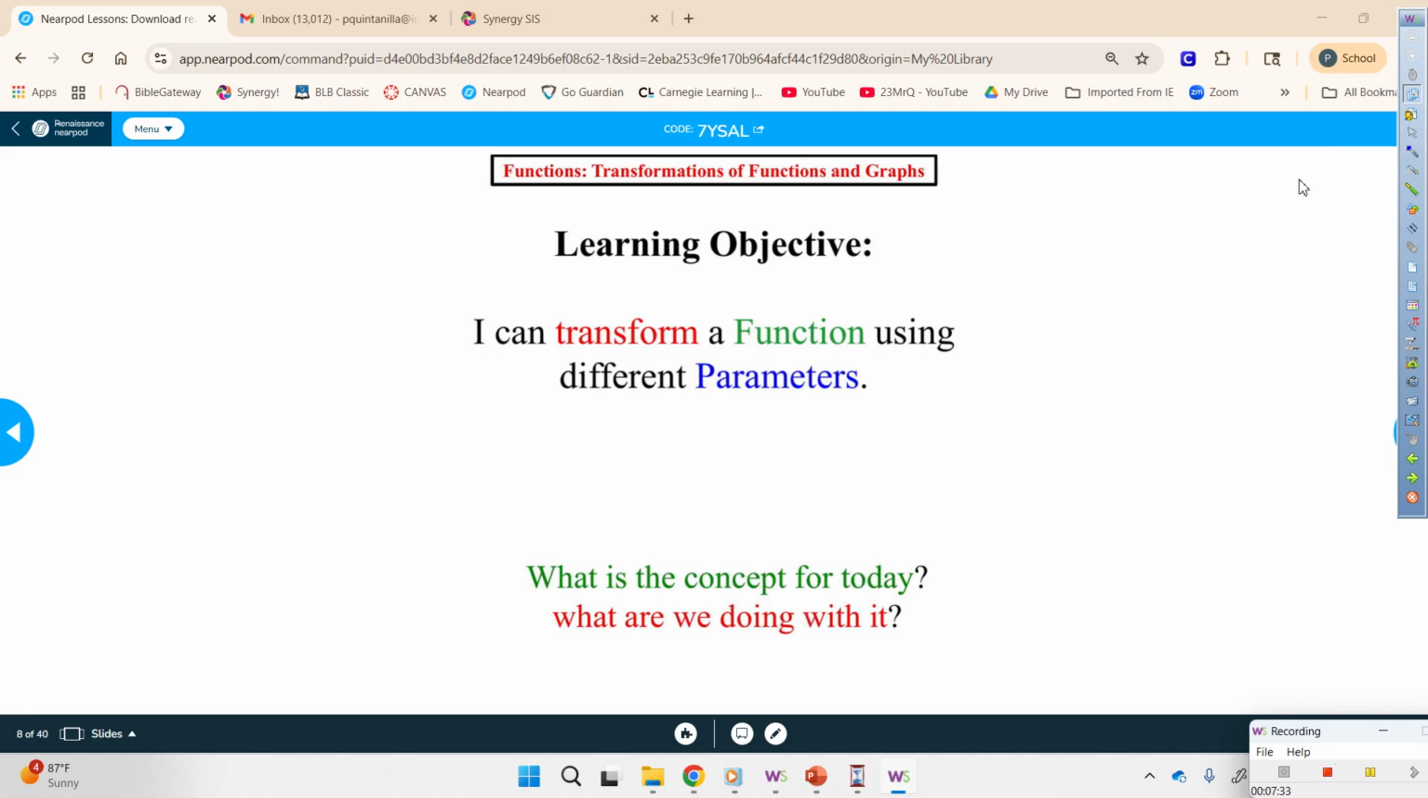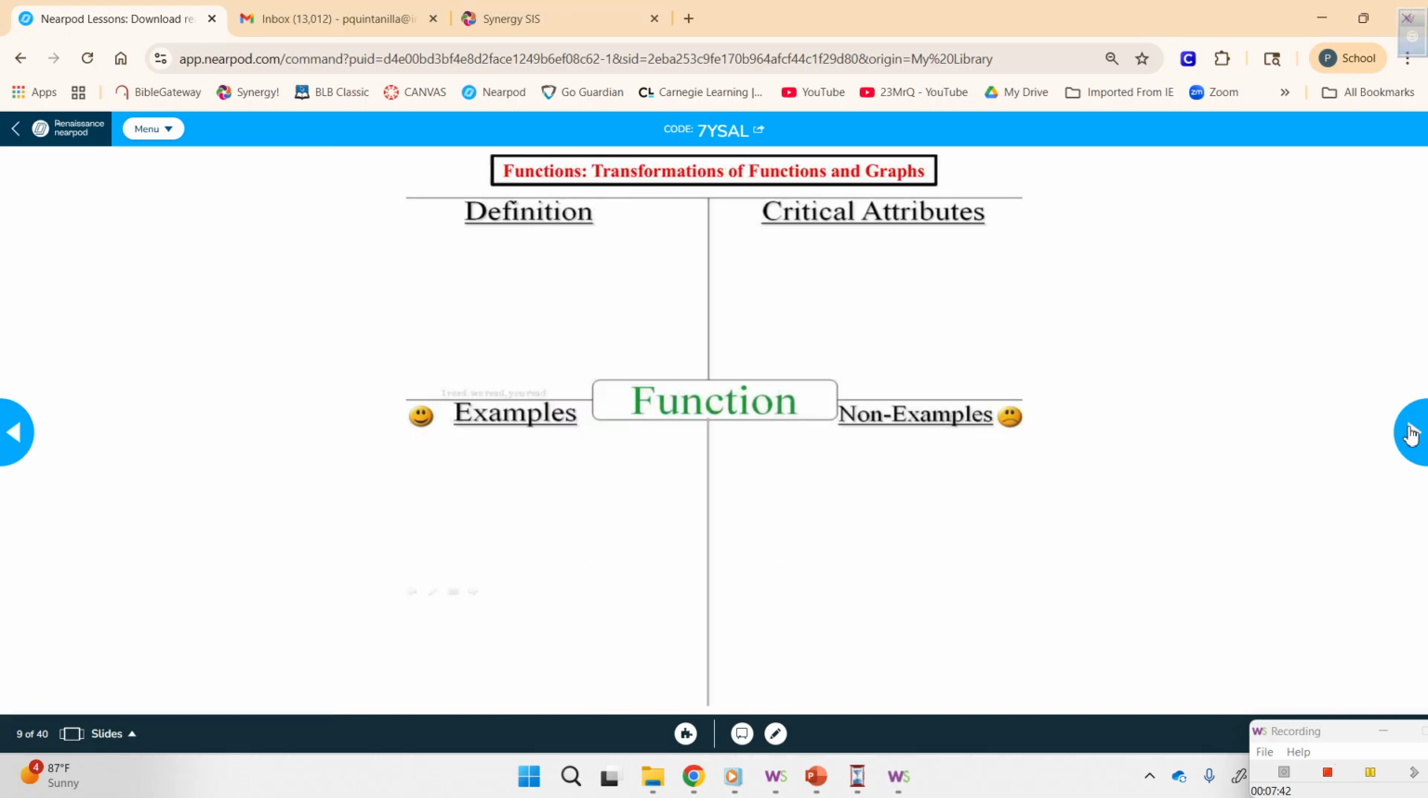Q. All right, good. So, our objective for today: I can transform a function using different parameters. So, like I said, by now we already know what functions are. Is that correct? Yes, Mr. Q. All right, so if I was to ask you to give me a non-example, you should know what to do. Is that correct? So tell your neighbor a non-example for a function. What would be a non-example for a function? Think about it. Tell your neighbor.